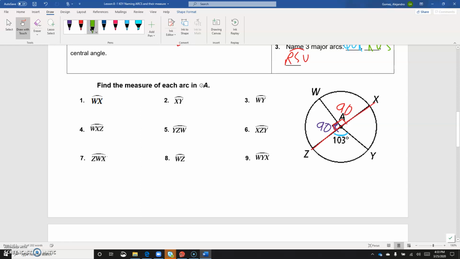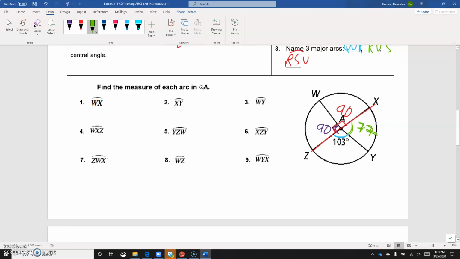But if we know that, then we know that this blue arc plus this green arc make a line as well. So they also have to be 180. So then we can do 180 minus 103, which gets us 77. That's a 77. Let me fix it. 77.